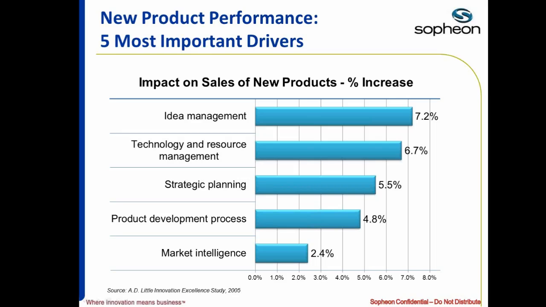So historically, when we look at these portions of our innovation process, idea management is at the top or near the top of that list. In this case, we can see a 7.2% increased impact on the sales of new products by effective idea management. So this is why we focus on ideation for this webinar.